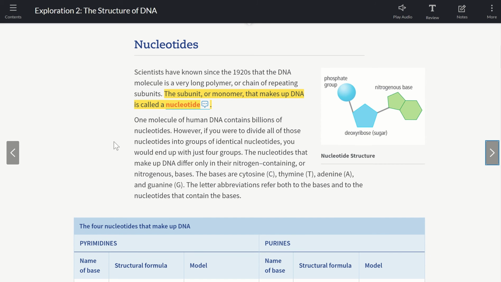Now, in DNA, there are four different types of nitrogen bases. Every nucleotide in DNA has a deoxyribose sugar. Every nucleotide in DNA has a phosphate group, but the nitrogen base is what's different, and it's what gives DNA that coding ability. It's what gives it the language that allows it to give all of the instructions for how to make all of the proteins in your body.